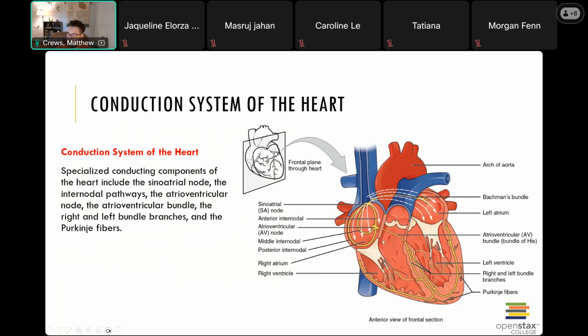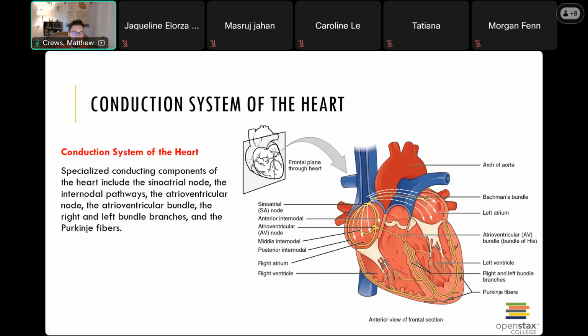From there, they travel down the bundle of His, which you can see goes behind your pulmonary trunk. You don't need innervation in your pulmonary trunk, so you don't get that. And it goes into the septum. This right here is the septum. Then from there, you have to branch off to the right and left ventricles, just like we did up here. There's a name for that. It's the bundle of His.